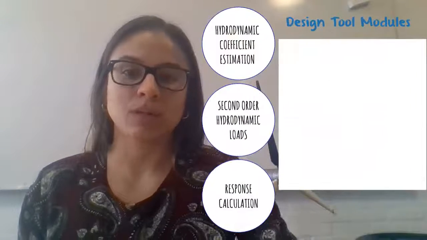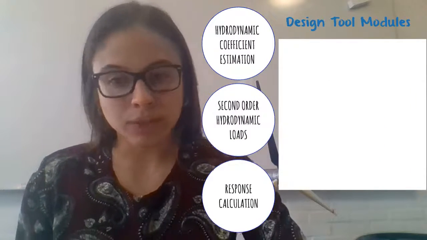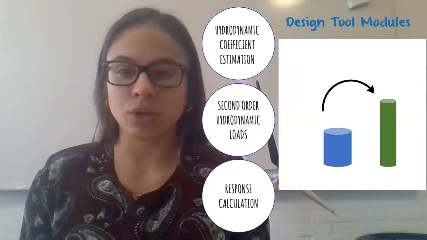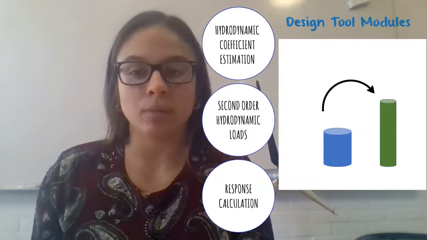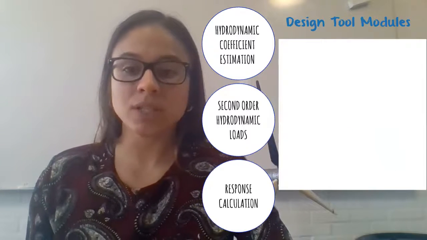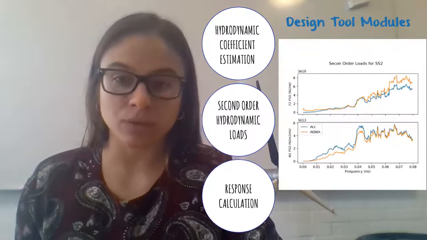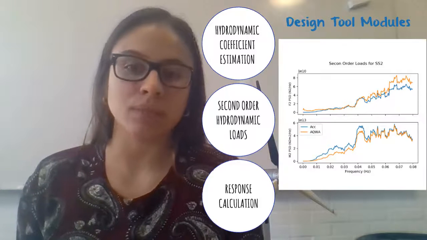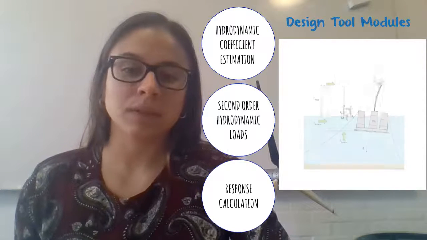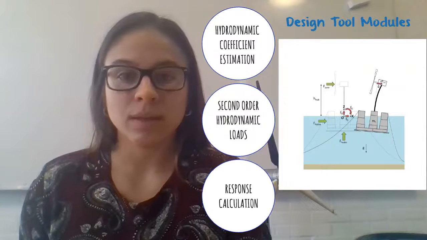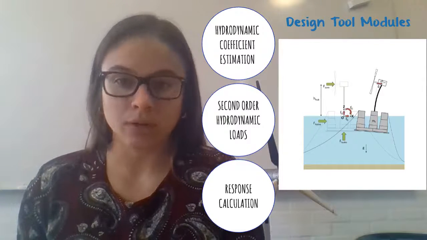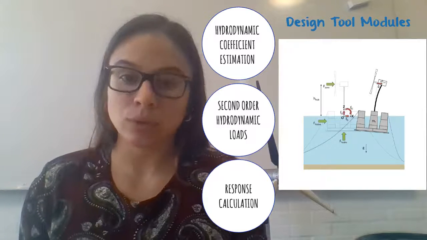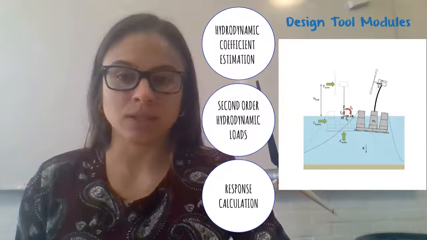This tool is composed of three different modules. One hydrodynamic coefficient estimation module, which enables estimating the hydrodynamic coefficients for new geometries without the use of commercial software. Also, the second order hydrodynamic loads module based on the accelerated method from DTU, but with the extension to the semi-submersible floaters. And last but not least, the response calculation tool, which is a simplified 4 degree of freedom model based on frequency domain, and it's based on QBlade from DTU as well, with some modifications to make it faster.